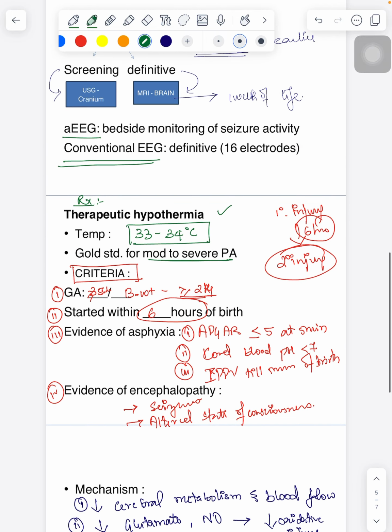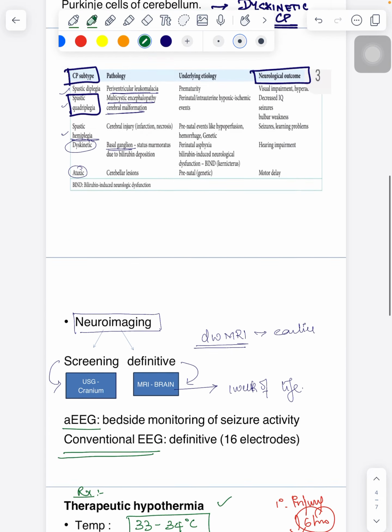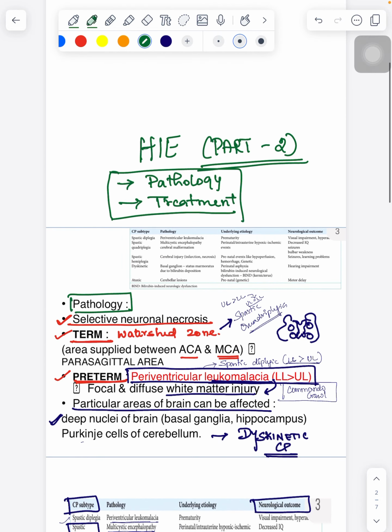So this is about the pathology and the treatment of hypoxic ischemic encephalopathy, which is mainly needed for your university exam and also for your NEET PG entrance.